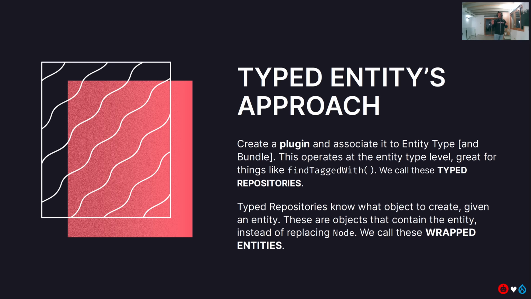Remember that we had a book class at the beginning. Now it's where we connect the dots, where we connect node and book, entity type and bundle, with the class that it needs to instantiate through that annotation. We'll see an example in a moment. So the plugin is called the type repository because it's a repository of wrapped entities, and then each instance of it is a wrapped entity.